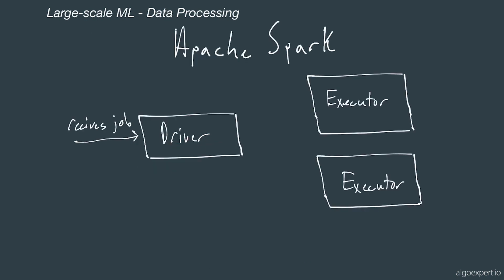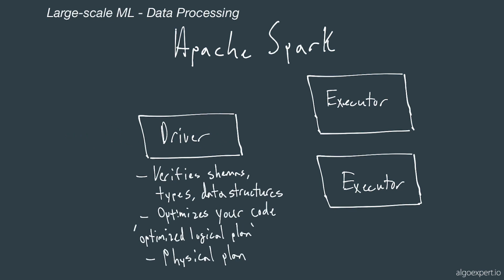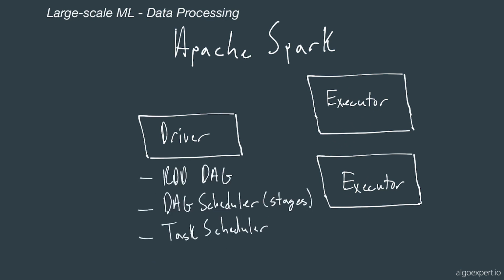So the driver receives a job. The driver will verify the schemas, types, data structures. It'll optimize your code, and it'll form a physical plan. What this means is that it will make sure that whatever code you submitted, and in a little bit we'll look at what this code is, the driver will make sure the code is best optimized to be run in a distributed cluster. How it does this is it compiles your code down to an RDD DAG.